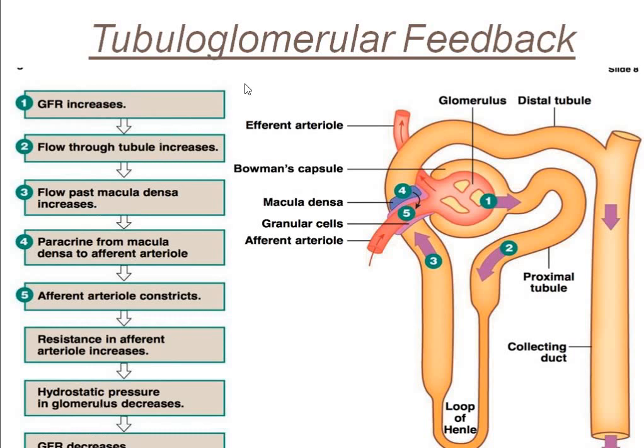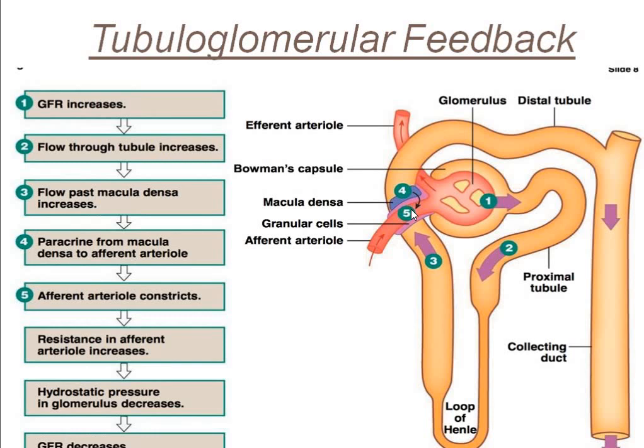All right. So this is a very important mechanism, tubuloglomerular feedback. As the name indicates, the tubules are giving feedback to the glomerulus. So whenever there is an increase in the GFR, that increase reaches the macula densa.